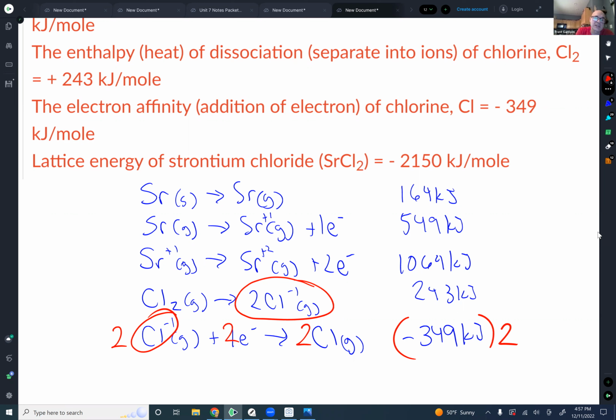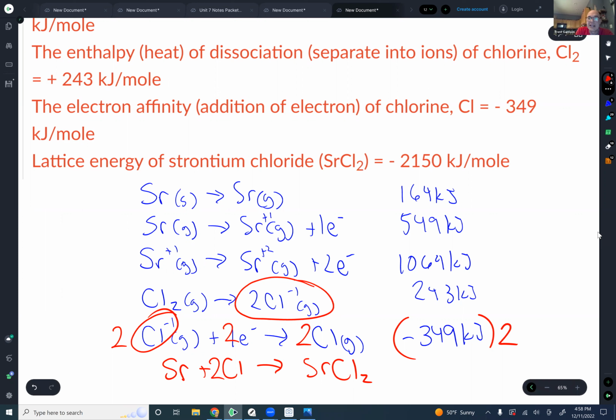All right, the next process is for the lattice energy. So we are going to reverse. We are wanting to create this. So the lattice energy of strontium chloride is how we break it apart. Well, we're going to reverse that. We're going to take the strontium, and we are going to take the chlorine, and we are going to make this into strontium chloride. And in that process, it's going to be negative 2150 kilojoules.